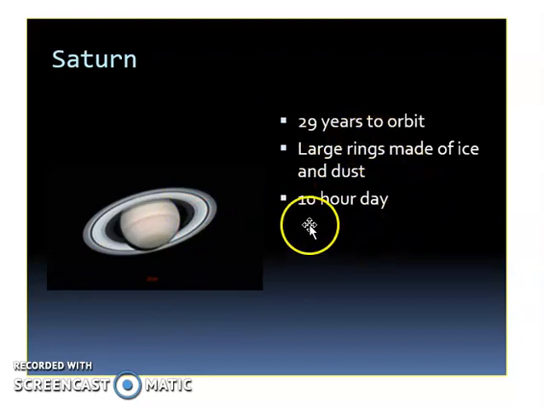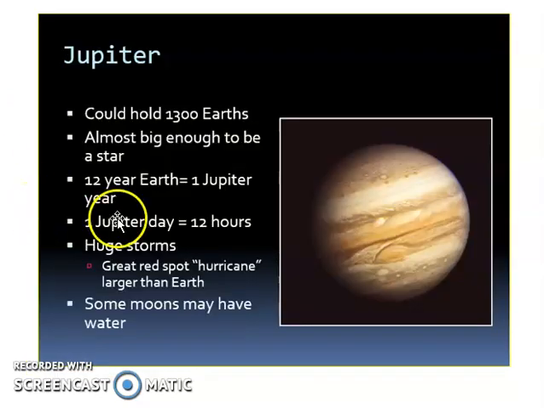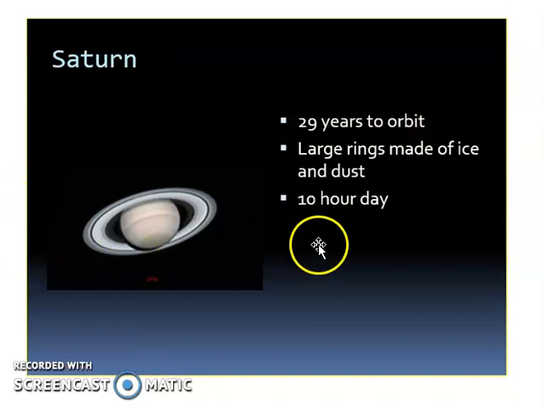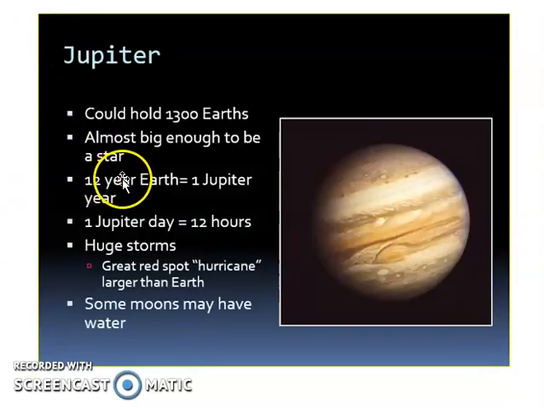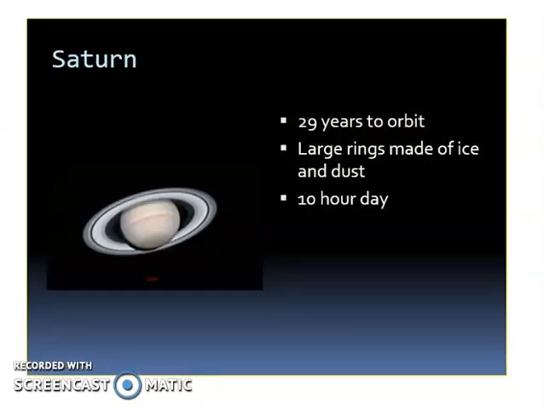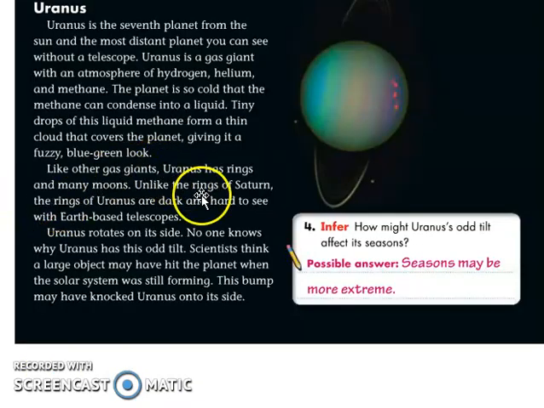Oh my goodness. And 1 day on Saturn is 10 hours. Jupiter, 1 day is 12 hours. But for Saturn, 1 day is just 10 hours. For Jupiter, it orbits 12 years. But for Saturn, it orbits 29 years. Oh my goodness, it's too long. Okay? Now, let's go to the next outer planet, Uranus.